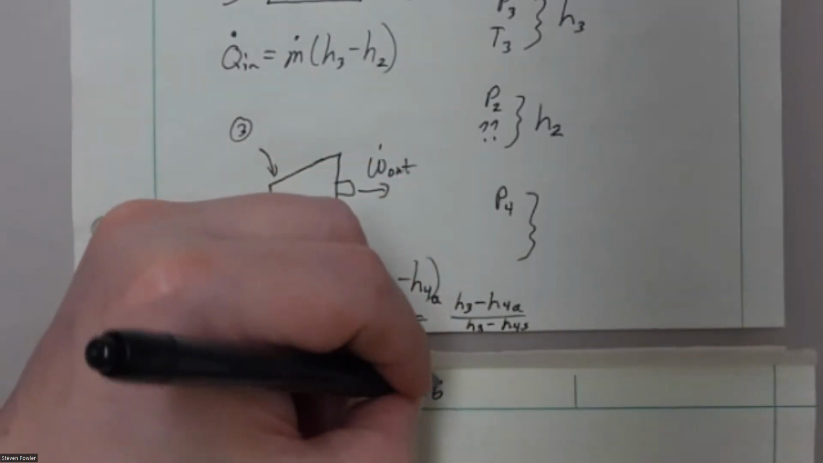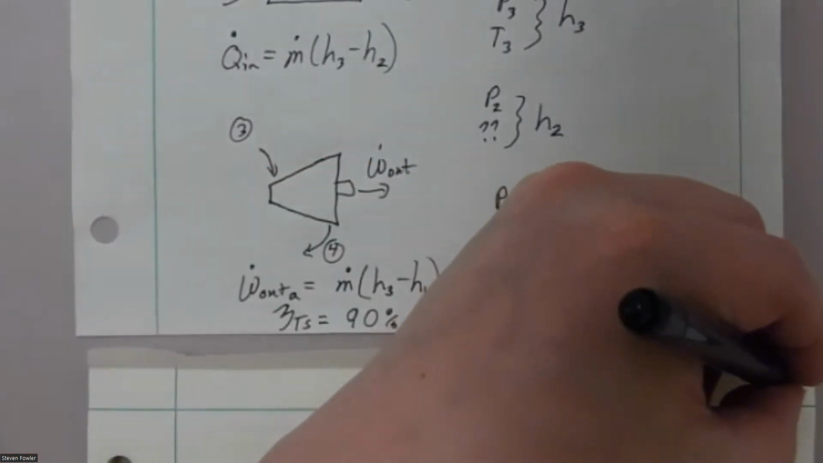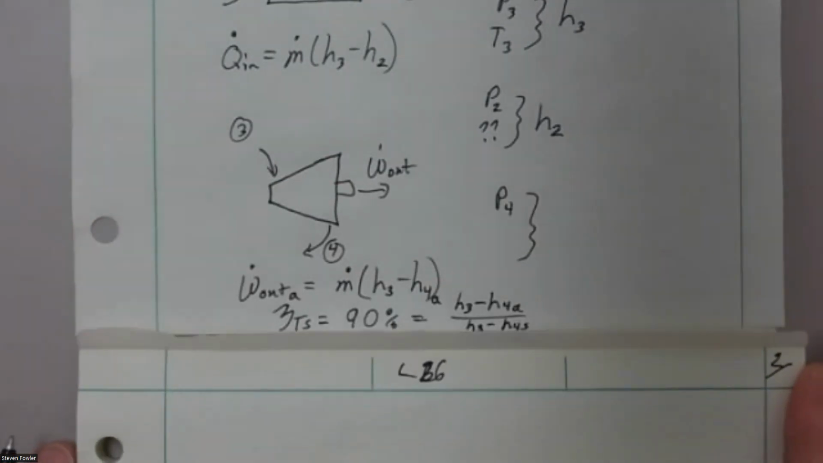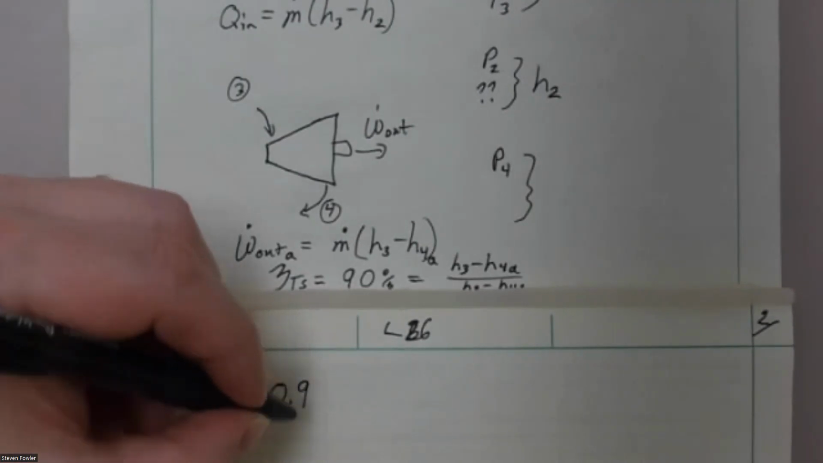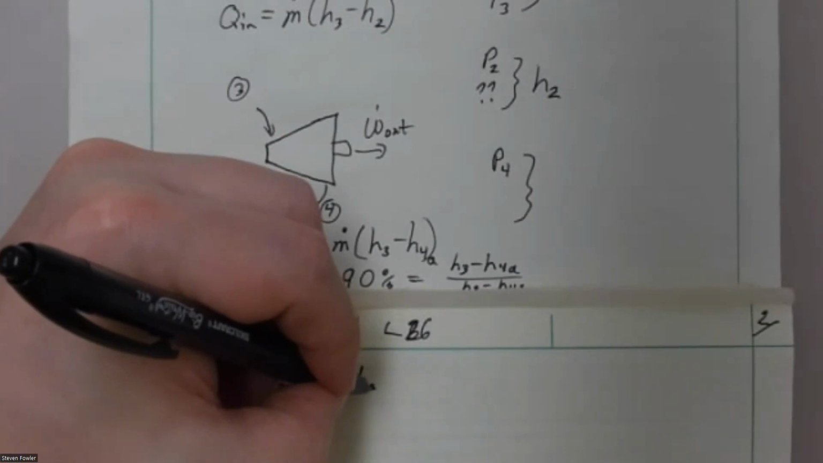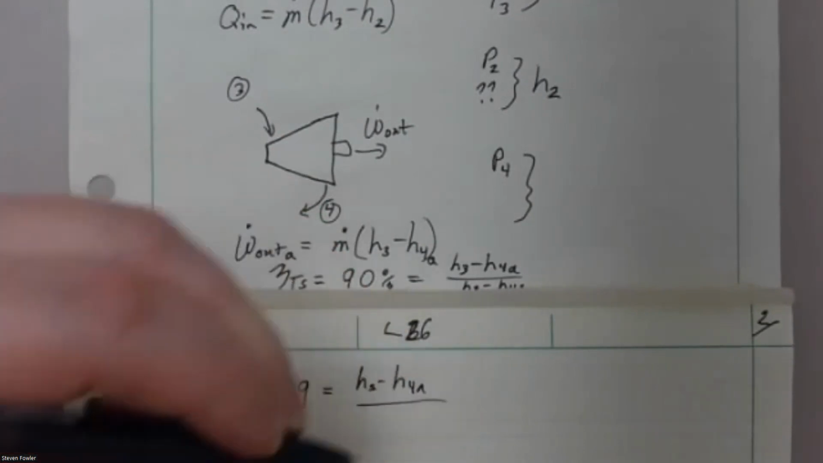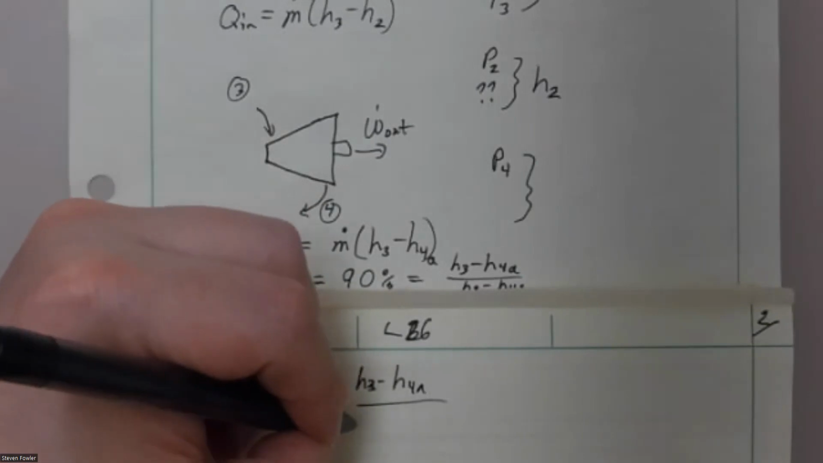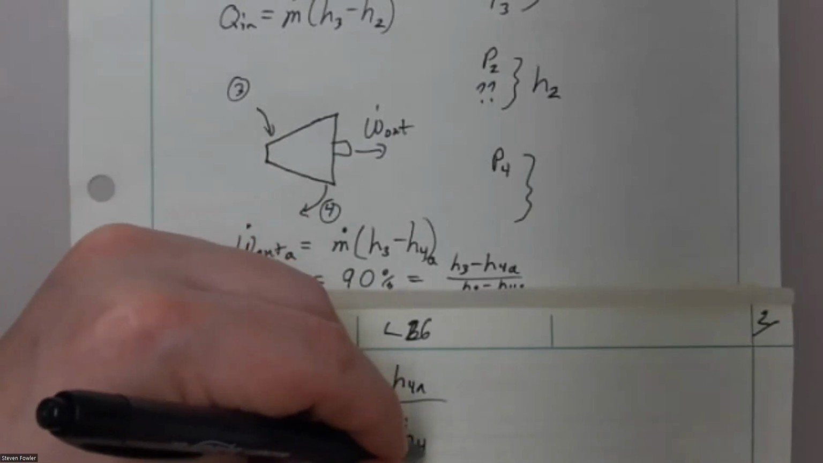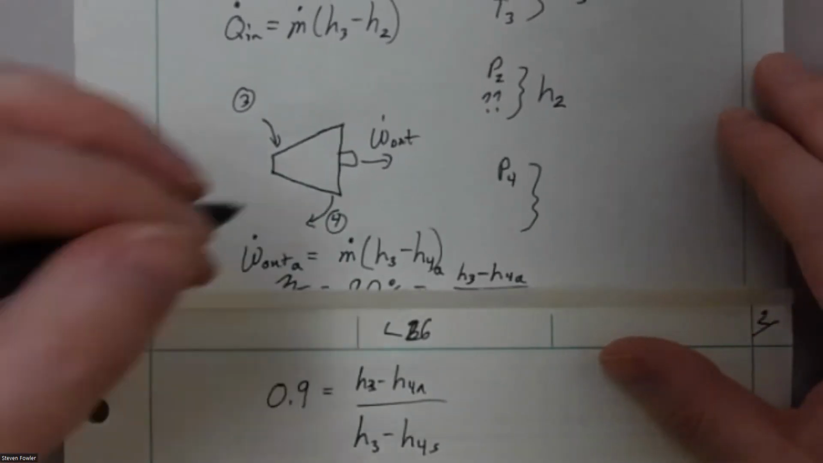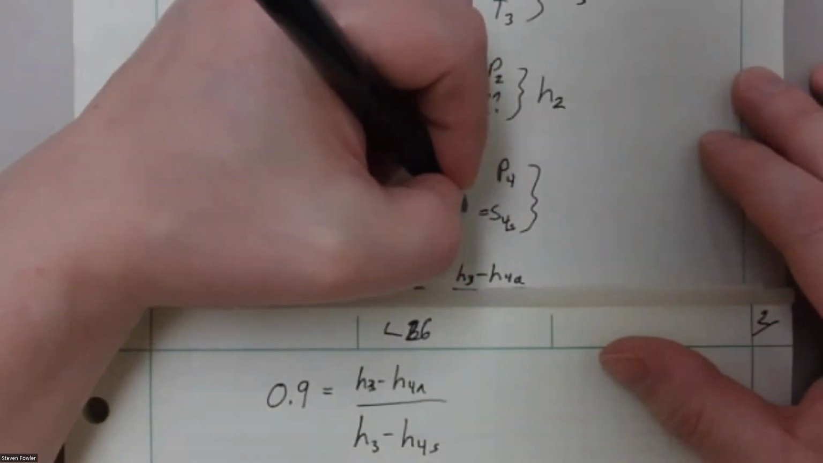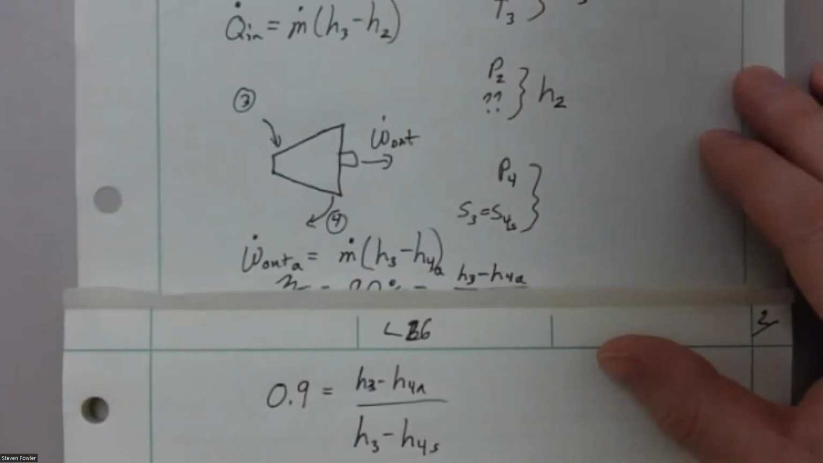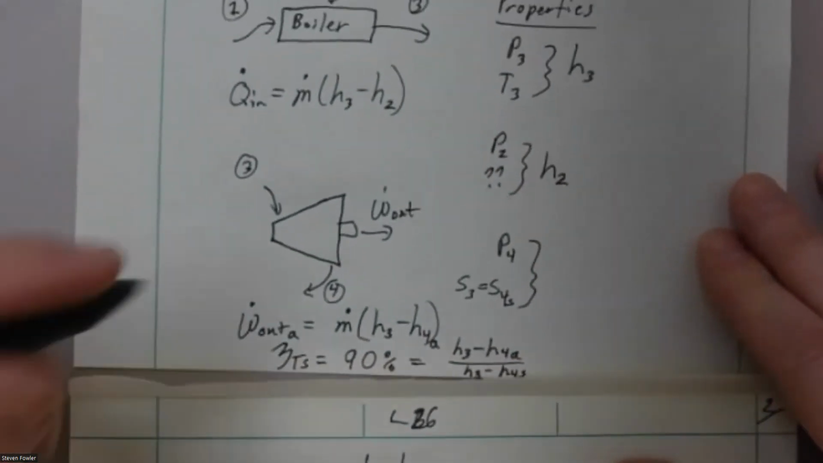This is L26, page 2 of something. Okay, so I'm going to write this a little bit bigger. I know 0.9, 90%, is going to equal H3 minus H4 actual divided by H3 minus H4 at the isentropic state. So what I can do here is say S4 isentropic is equal to S3, meaning I'm going to need S3 up here.